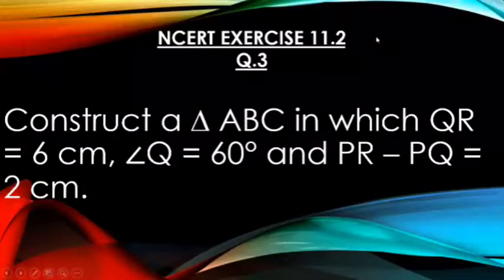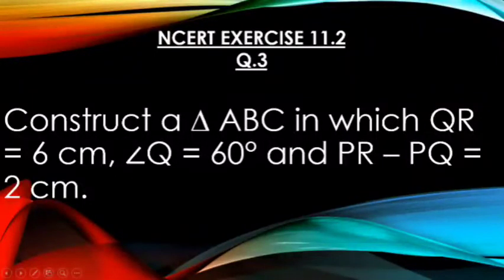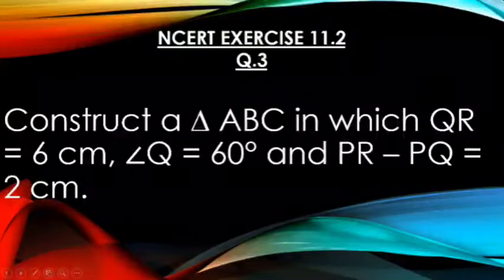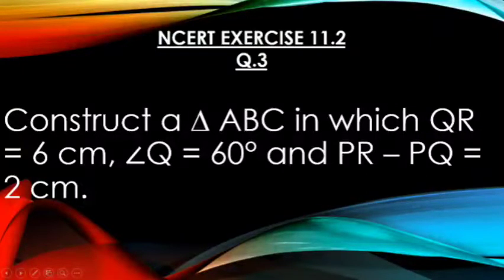Now let us get into question number 3 of NCERT exercise 11.2, which says, construct a triangle PQR in which QR is equal to 6 centimeter, angle Q is equal to 60 degree, and PR minus PQ is equal to 2 centimeter. I hope you understood the question. Let's quickly get to the construction part.